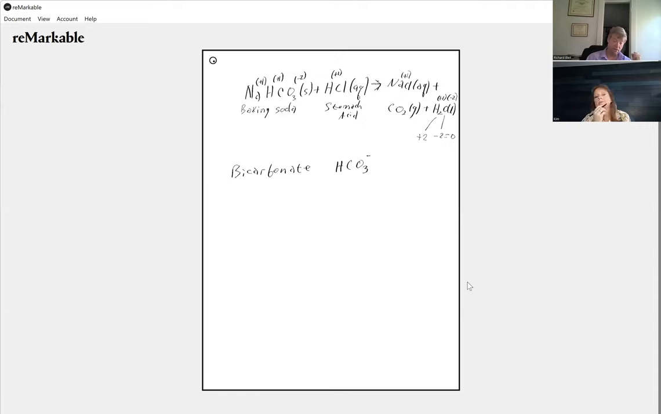So here the total charge is minus one. But keep in mind that if it's not written as an ion, the total charge must add up to zero, where the oxidation number will be zero. Chlorine is a halogen. It is always minus one. It does not change.